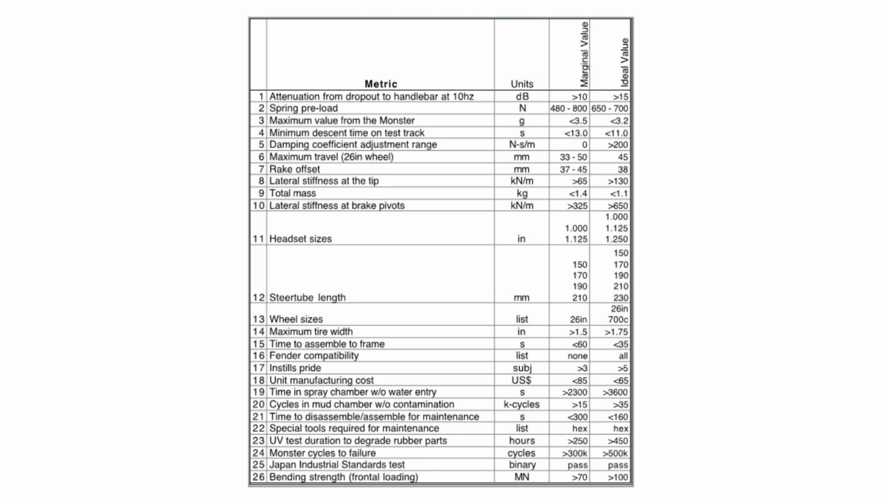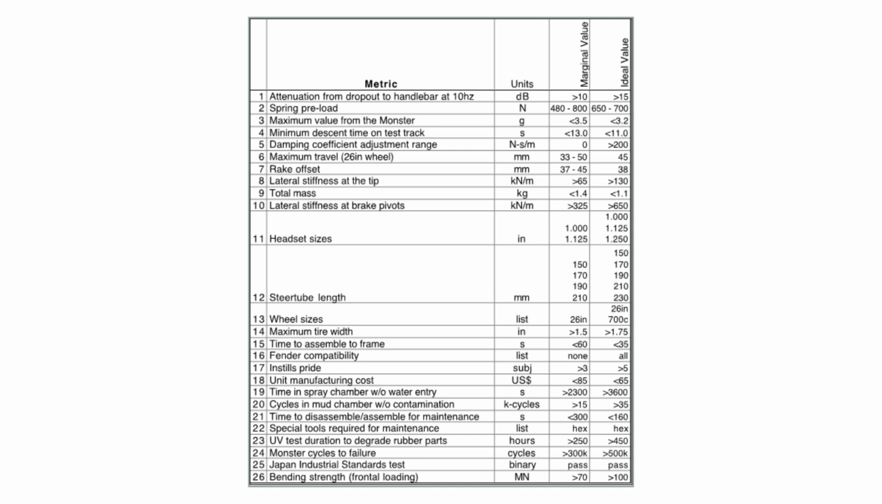This is also to understand the difference between marginal and ideal. Ideal, from the word ideal, is the target. It is the best value. Okay, for metric number 1, you set the number greater than 15.